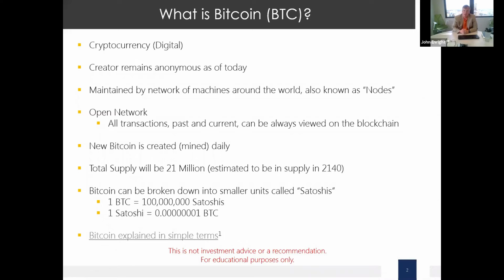All transactions, past and current, can always be viewed on the blockchain for anybody who chooses to. New Bitcoin is created, or mined, on a daily basis. The total supply will not exceed 21 million, and it's estimated to be in full supply by the year 2140.